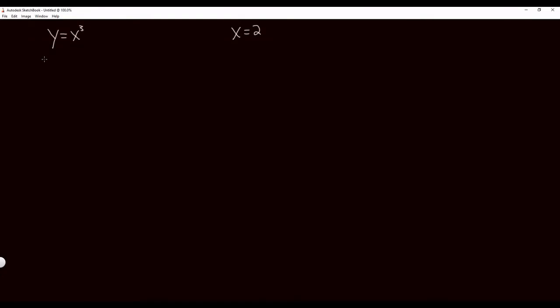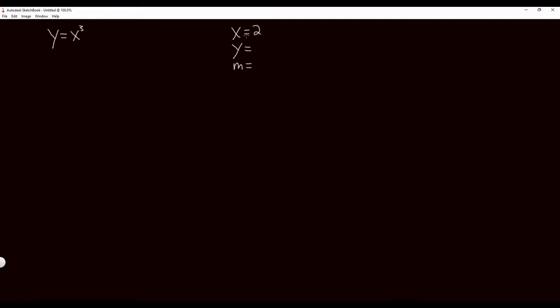In this video, I want to show you guys how to find the equation of the tangent line with derivatives. So say you have the equation y is equal to x cubed, and you want to find the equation of the tangent line at x equals 2. There's three things you're going to need. You're going to need x, you're going to need y, and you're going to need the slope.